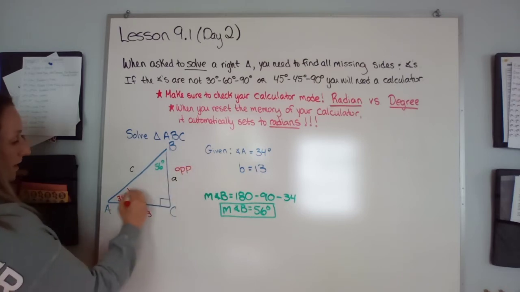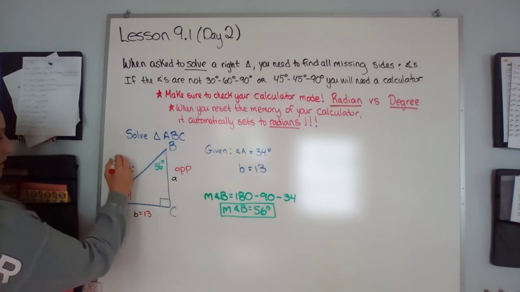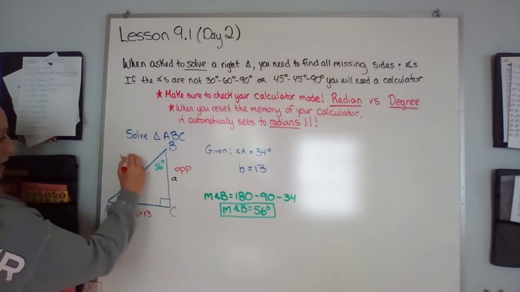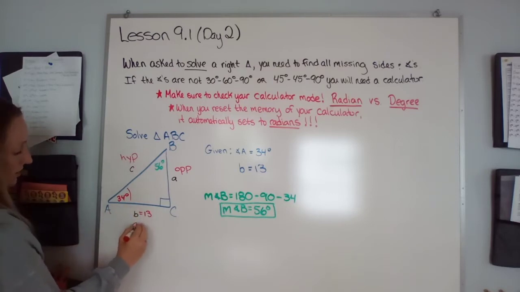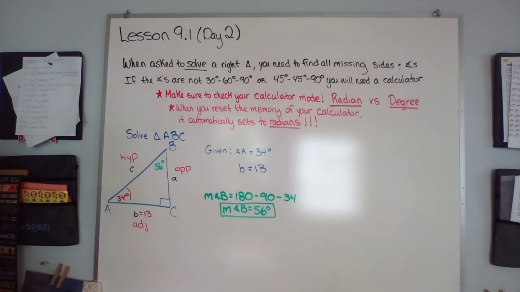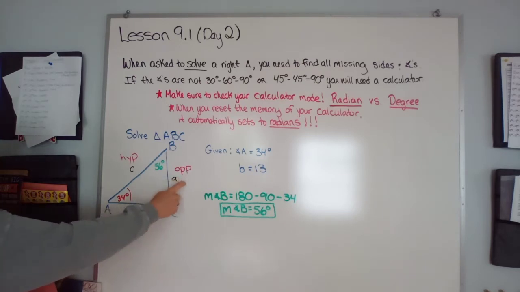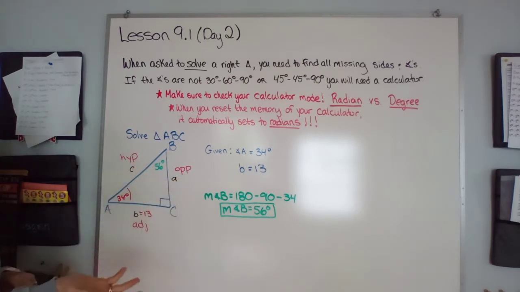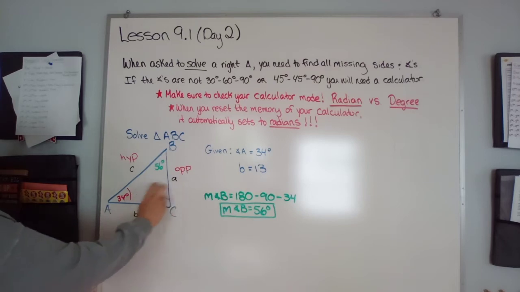That's across from it. The one across from my 90 is always my hypotenuse side. And then this would be my adjacent side. Okay. So I'm trying to solve for the opposite, or I could solve for the hypotenuse. I'm going to have to do both, but let's start with the opposite. I'm trying to solve for opposite, and I know adjacent.